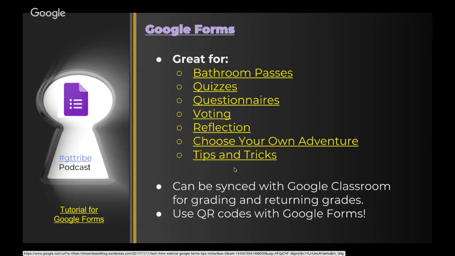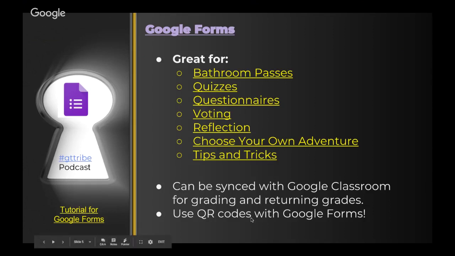And then there was a place that did the tips and tricks. And remember, forms can be synced with Google Classroom for grading and returning grades now. So if you want to see how that works, be sure to do that. And then use QR codes with Google Forms. If you can put a QR code up, have them then go to the Google form. It's just much easier than dropping it in Google Classroom, I find, because they like to scan it and they feel like they're filling out something that is important.